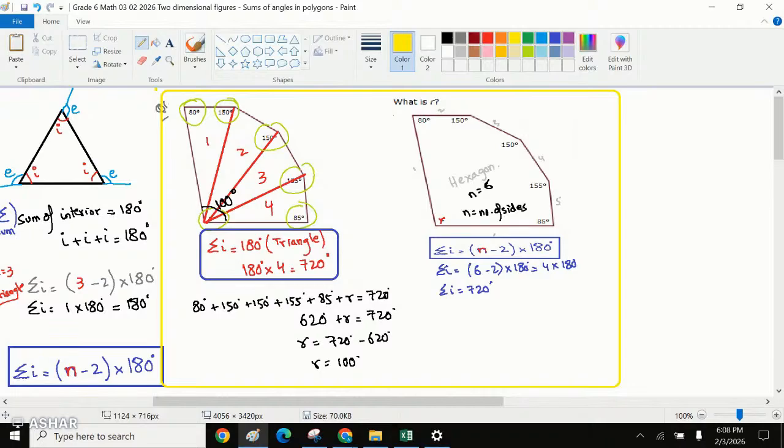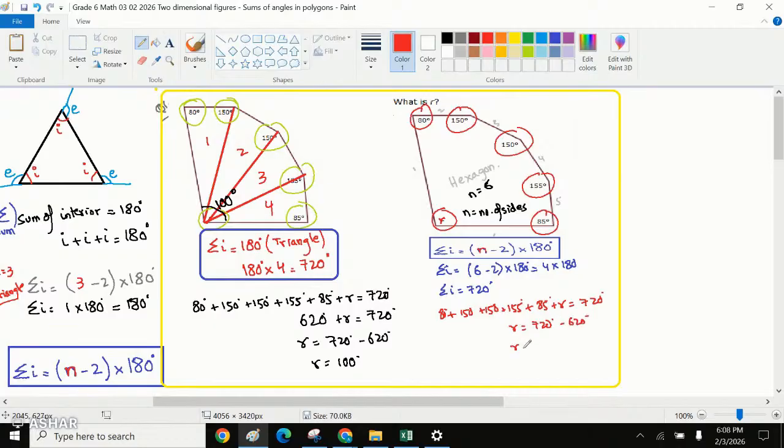So now if I already have this value, can I do the same working again? Can I add these angles, because I have the total of these angles? So can we say 80 plus 150 plus 150 plus 155? Same working, right? Only the difference is the first step. That means r would be 720 minus 620, and r comes out to be 100.